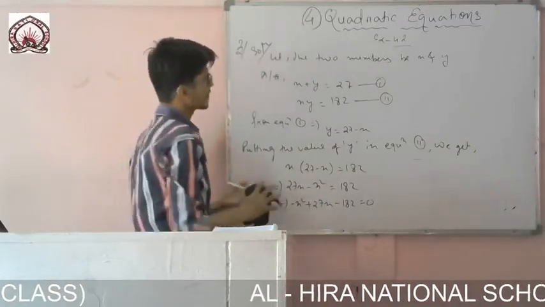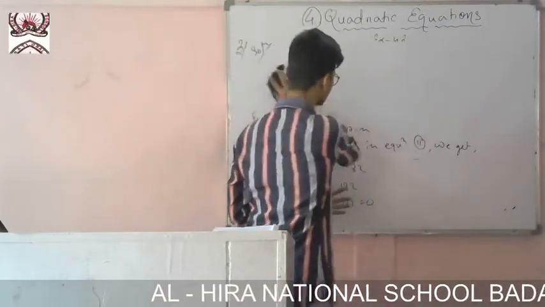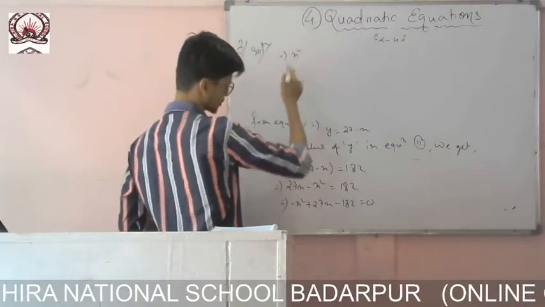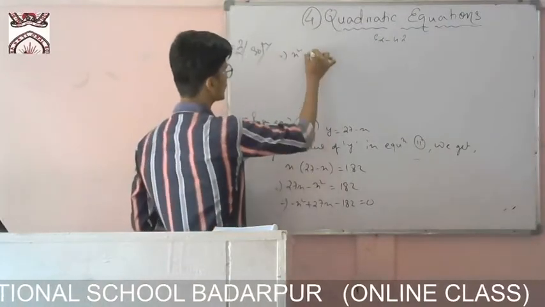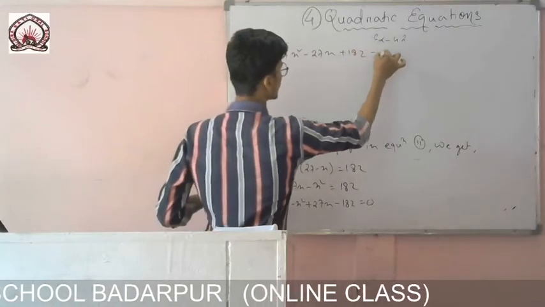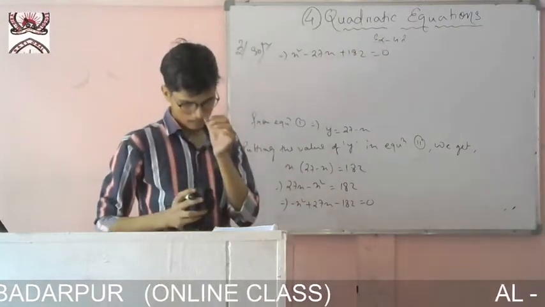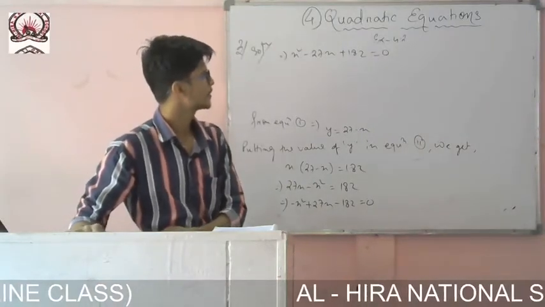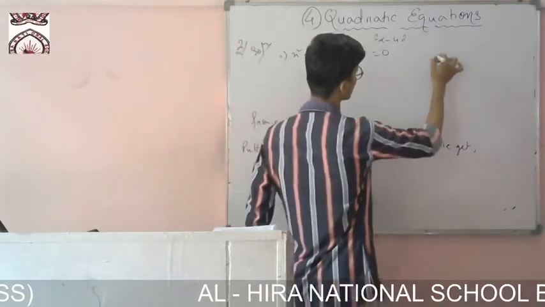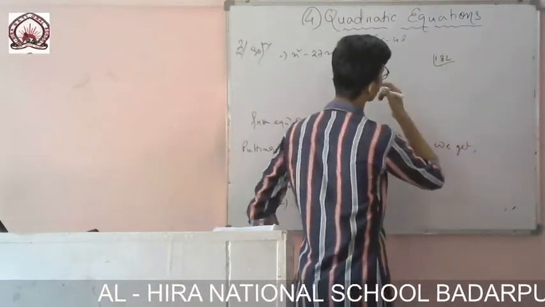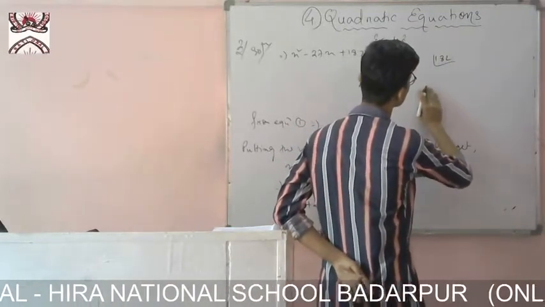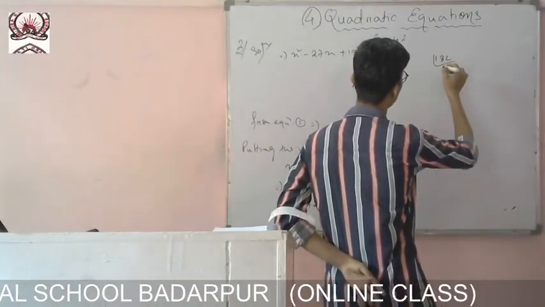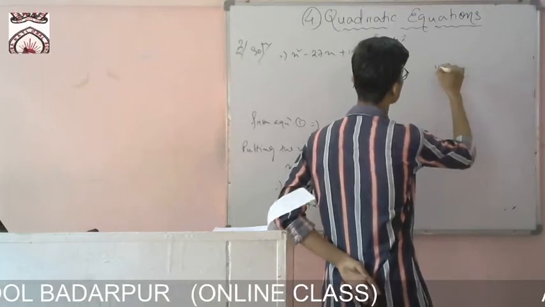Let me make x square positive. If I make this one positive, the middle term will be minus 27x and the last one will be positive, equals 0. So I have to find two numbers whose sum is 27 and product is 182. I think it will work with 13 and 14.